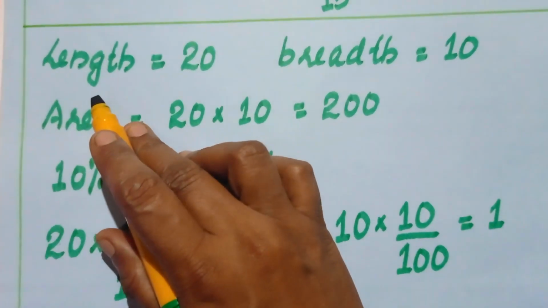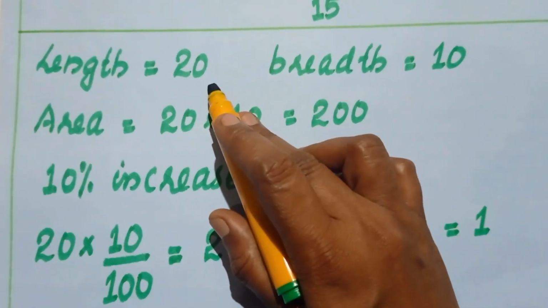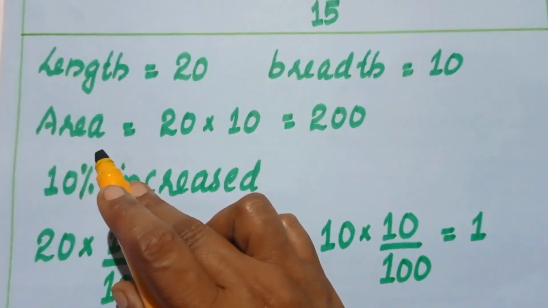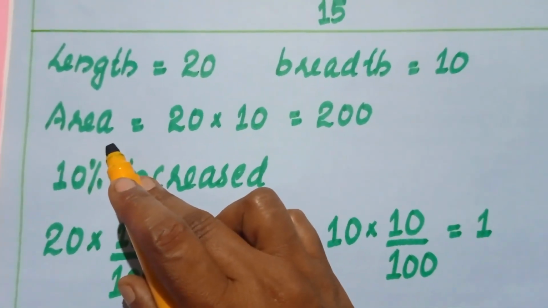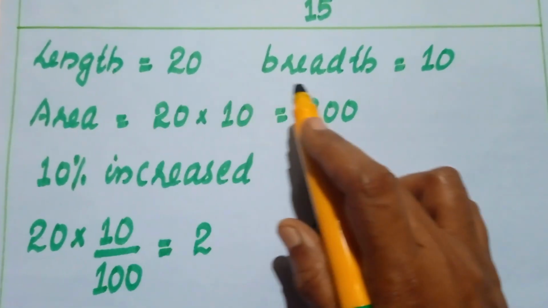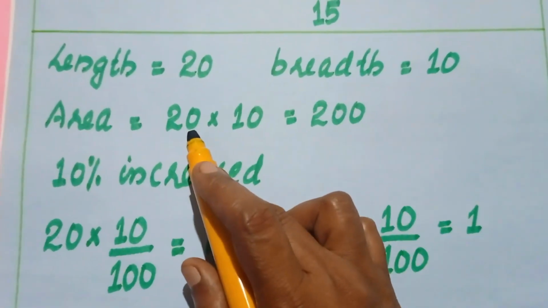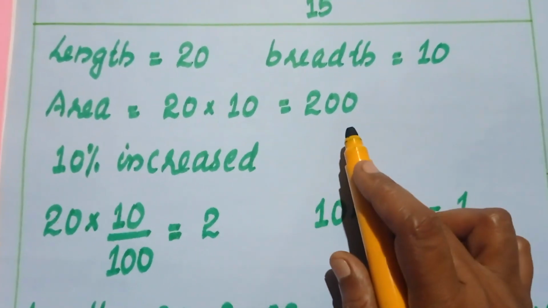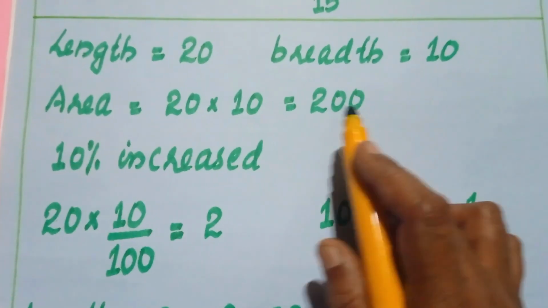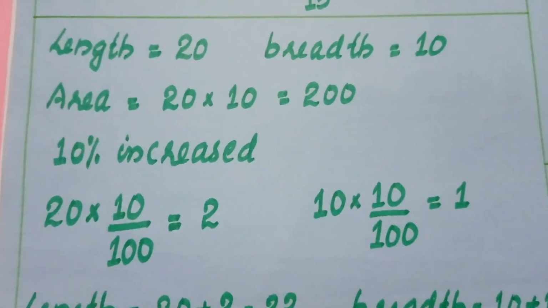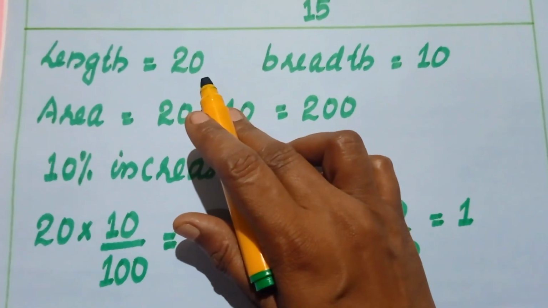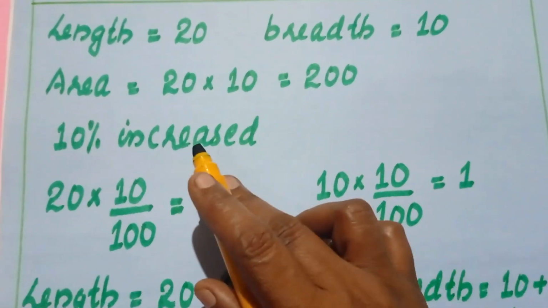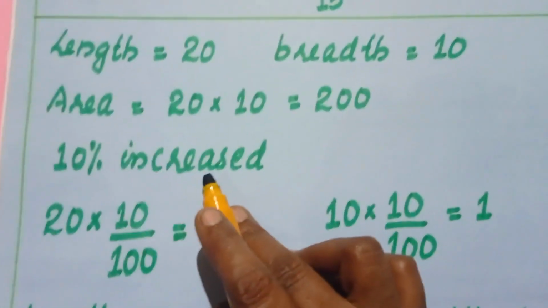Here we take length as 20 centimeter, breadth as 10 centimeter. Then area of the rectangle is length into breadth. That is length 20, breadth 10. Then 20 into 10, 200 square centimeter is the area of the rectangle whose length is 20 centimeter and breadth is 10 centimeter.